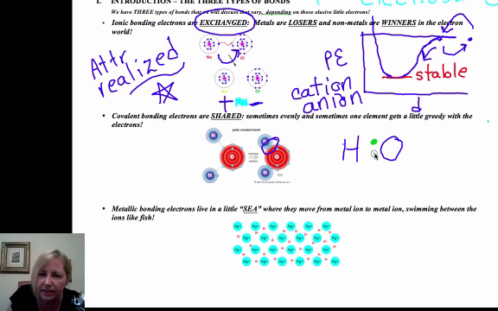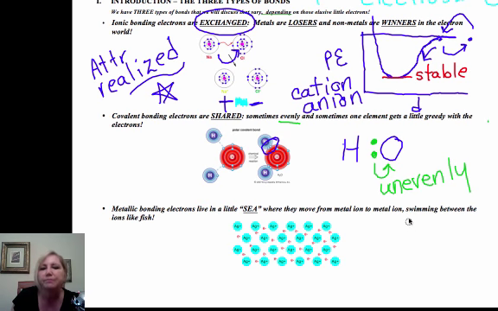Now, honestly, oxygen's a little piggy. It likes electrons a little bit more. It's a little more electronegative. So they're going to be closer to the oxygen, but they're not given away. They're still shared. So sometimes they're shared evenly, and sometimes, as in this case, they're shared unevenly. And we'll talk about that in more depth when we get into covalent bonding in more detail. This is just a quick overview.